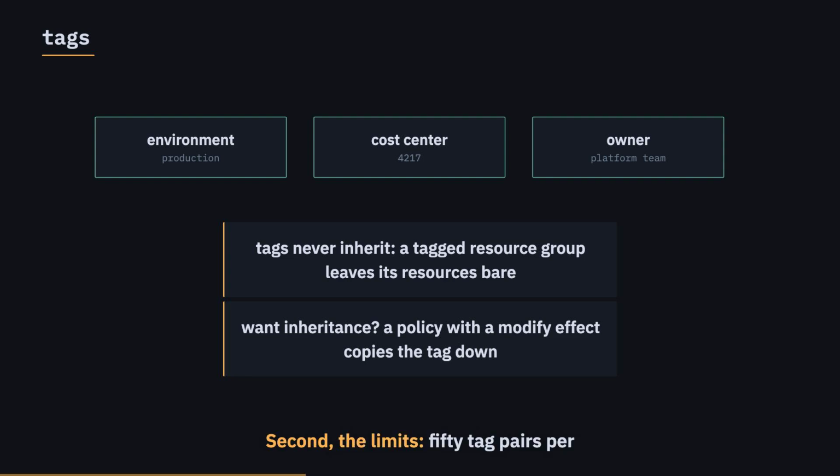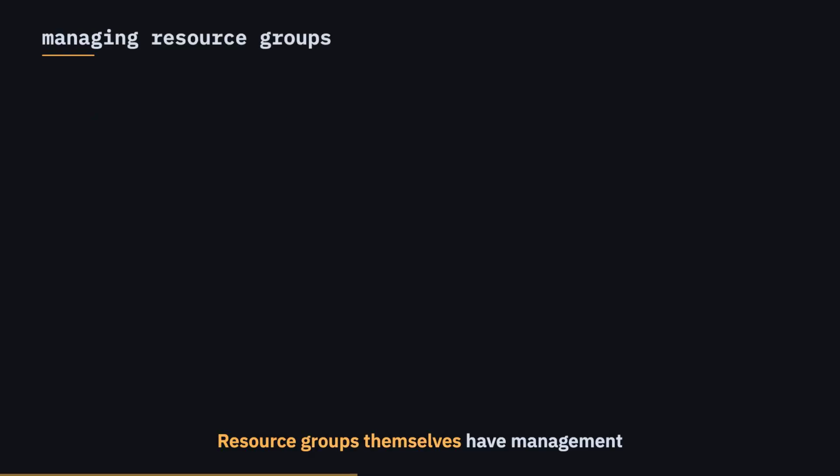Second, the limits. 50 tag pairs per resource, resource group, or subscription. Names are case-insensitive and management groups cannot be tagged at all. Applying them is one line either way. AZ tag create from the CLI or the tags blade in the portal. Tags plus policy is the pattern to remember. Tags hold the metadata. Policy makes the metadata trustworthy. Resource groups themselves have management chores the exam checks directly.